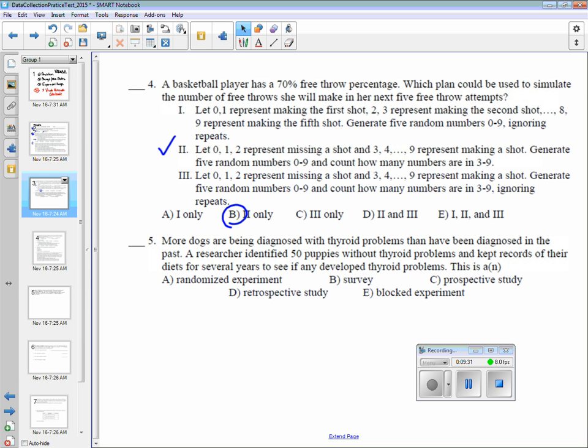Anyway, my point is that you can look back in the past. That's retrospective, something that's already existed. Prospective means you follow into the future. Okay? Good. So what was that? That was C. Okay? Good.